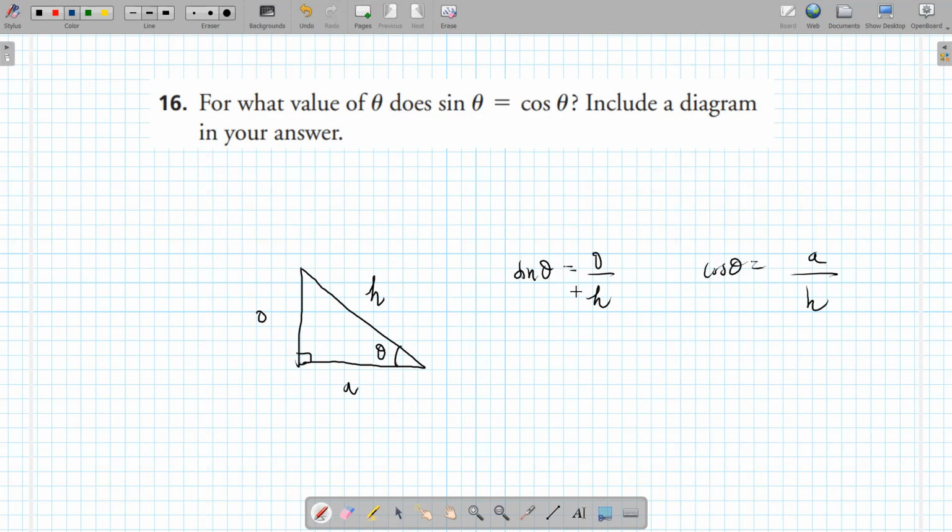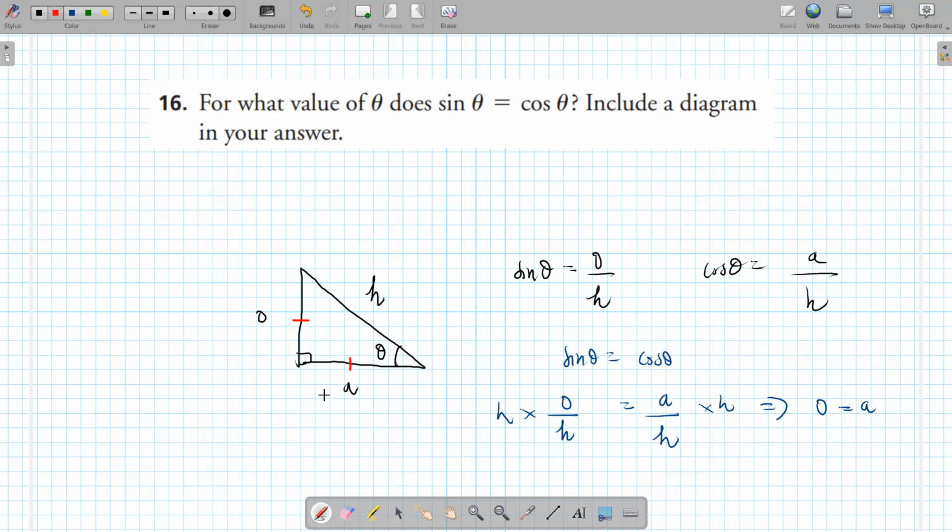If we need sine theta equals cos theta, that means opposite over hypotenuse must be equal to the adjacent over the hypotenuse, yeah? And notice they both have H's. If you multiply by H on both sides, the H's cancel each other out. So you're left with O equals A. In other words, this side length is going to be the same as this side length.